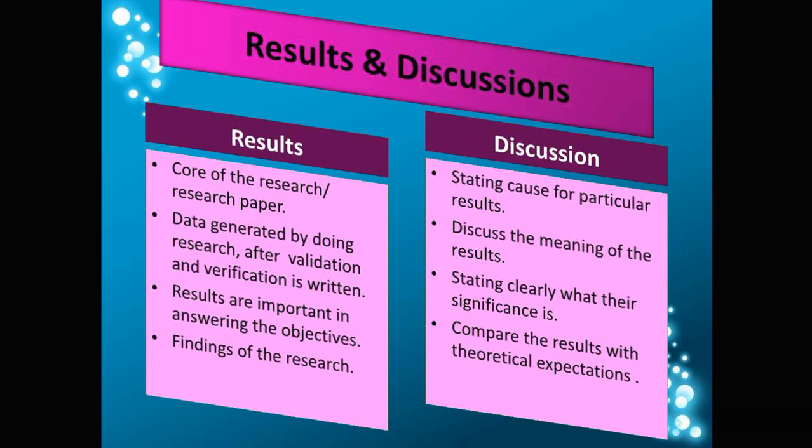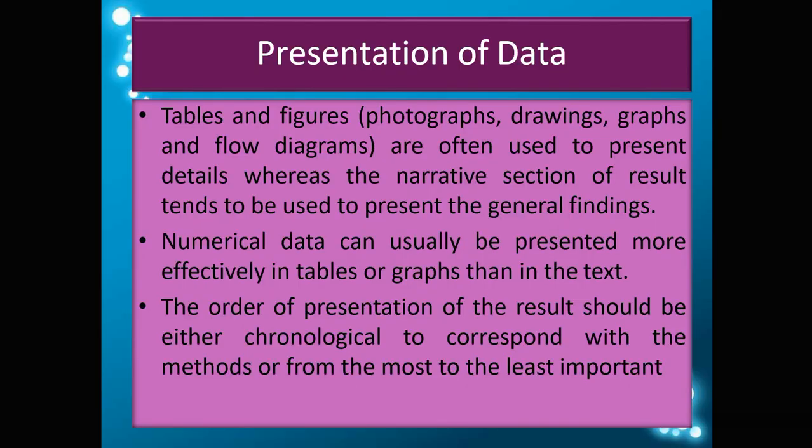We could say results are the core of the research paper. Here, the data generated by doing research, after validation and verification, is written, and results are important in answering the objectives of the research. It also interprets the findings of the research. Whereas the discussion states the cause of the particular result, discusses the meaning of the results, states clearly what their significance is, and compares the result with theoretical expectations.